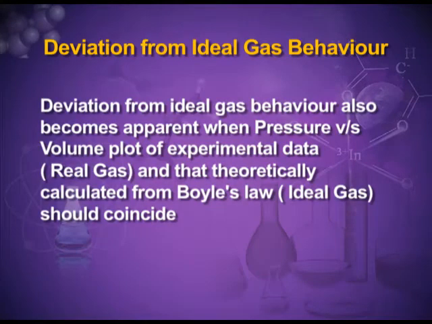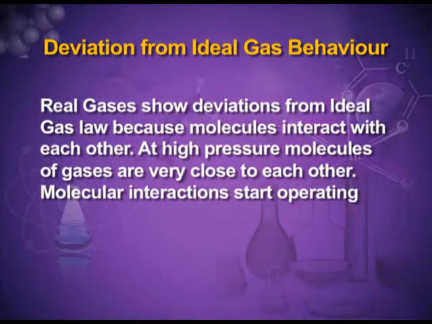Deviation from the ideal behavior becomes apparent when the pressure versus volume plot of the experimental data, that is the real gas, and the theoretically calculated plot from Boyle's law, that is the ideal gas, should coincide. When we plot a graph for a real gas and for the ideal gas, they must coincide, but actually it does not happen. Real gases show deviations from the ideal gas law because molecules interact with each other.